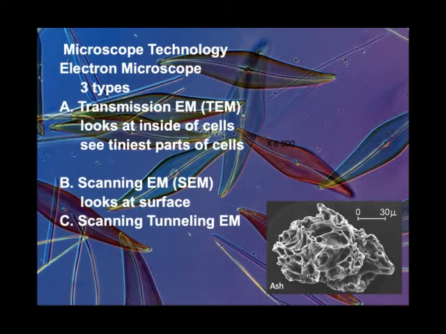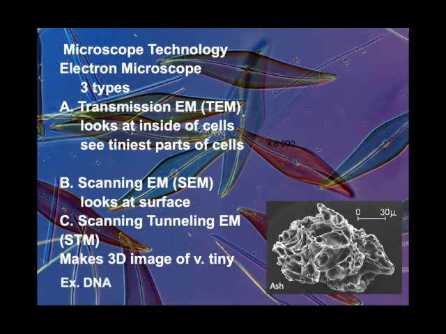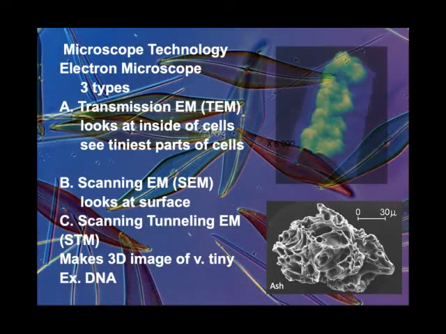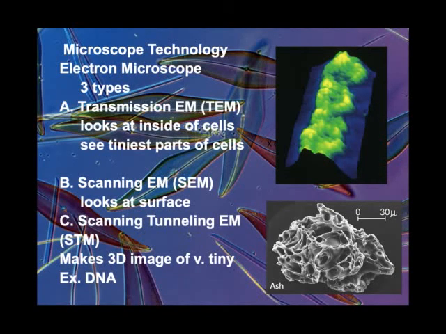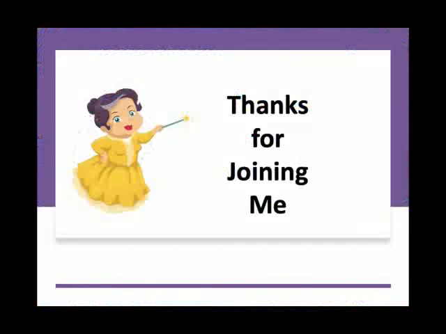There's also something called a scanning tunneling electron microscope, and this type of microscope looks at 3D images of really, really tiny things, almost as tiny as molecules. For example, this picture here is a scanning tunneling electron micrograph of DNA, and you can see the double helix kind of vaguely here. So it's very, very interesting. I have no experience with the scanning tunneling electron microscope for sure.